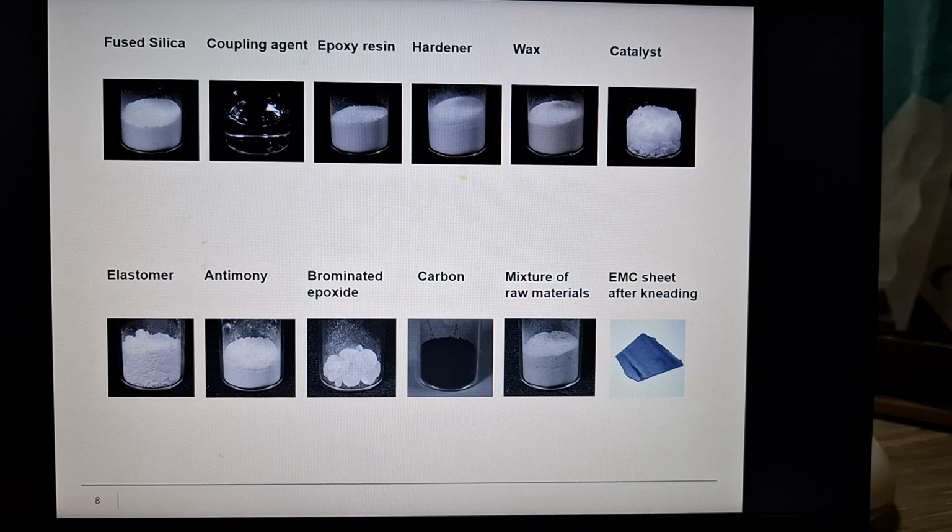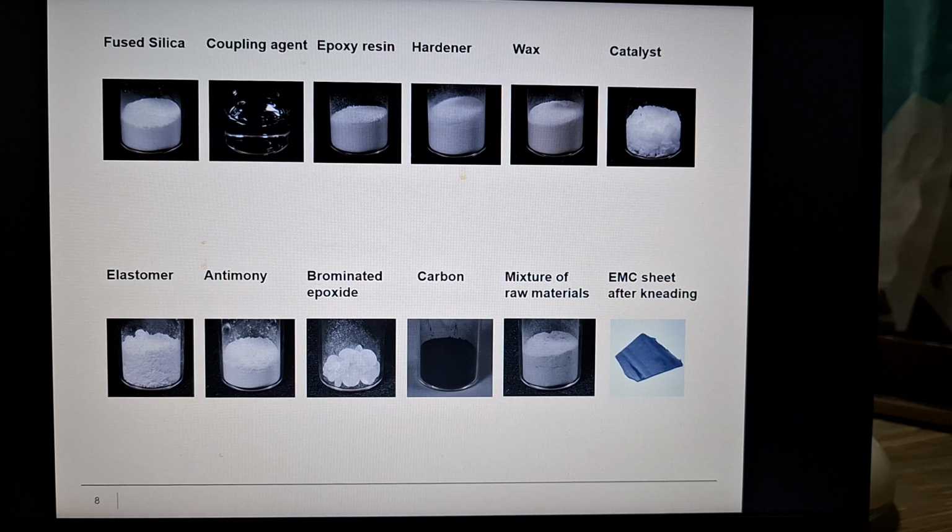So for a few more slides, I'm giving you for this part 2 how these raw materials look like. If you're in the factory of epoxy molding compound, you will see a lot of raw materials that are being combined to make it a compound.